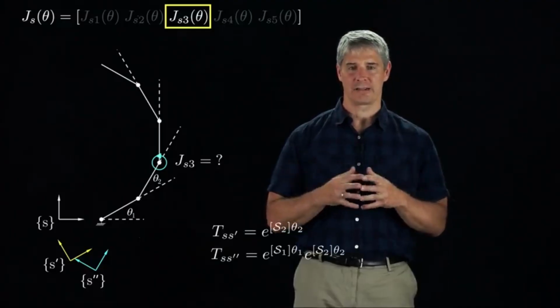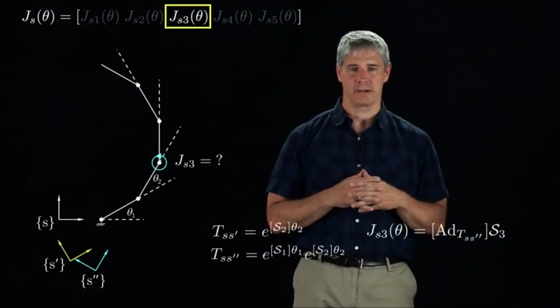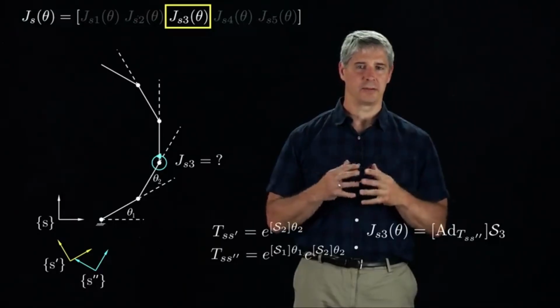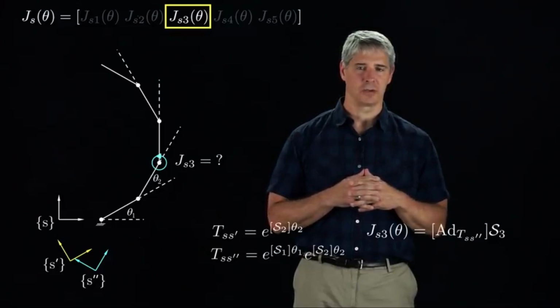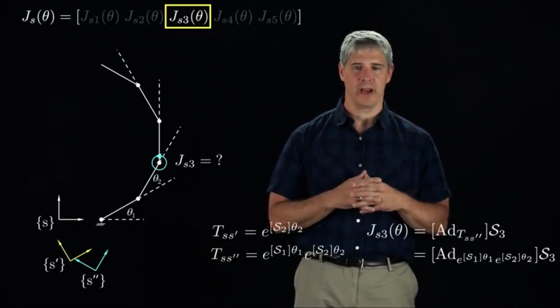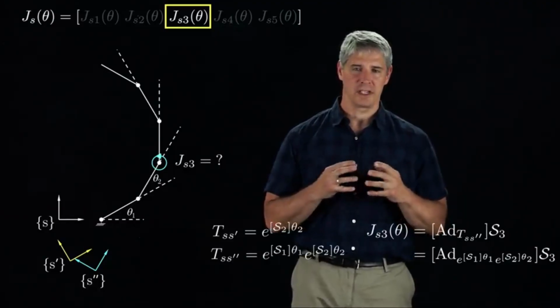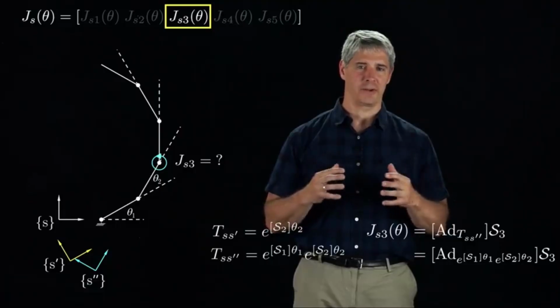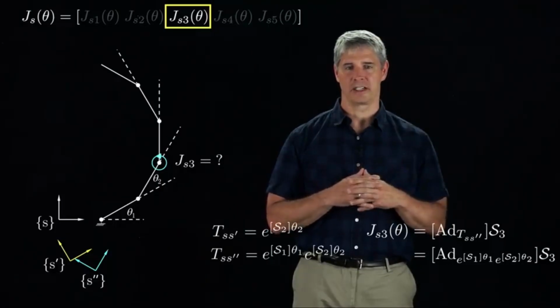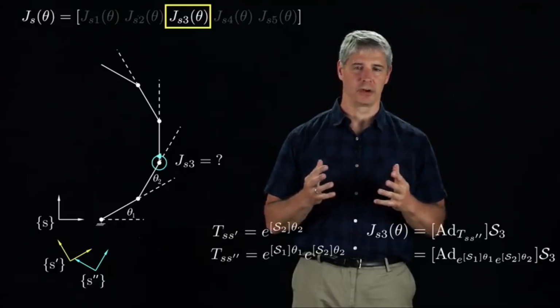So to find JS3, we just need to express S3, now corresponding to the screw axis in the S double prime frame, to the screw axis expressed in the S frame. We use our standard rule for changing the reference frame of a twist, which gives us this final expression. The same reasoning applies for any joint, not just joint 3 of this 5R robot. Joint positions of joints between the joint and the S-frame must be taken into account, while joint positions that do not affect the relationship between the joint and the S-frame can be ignored.